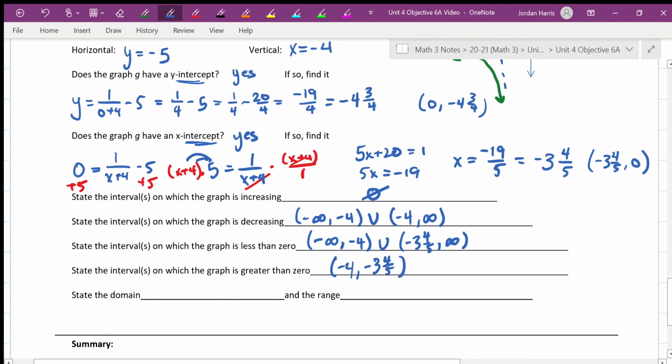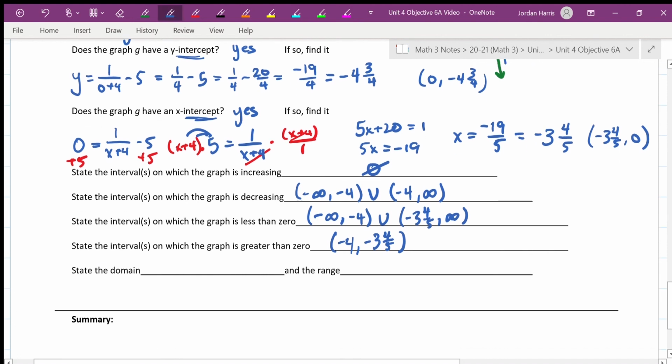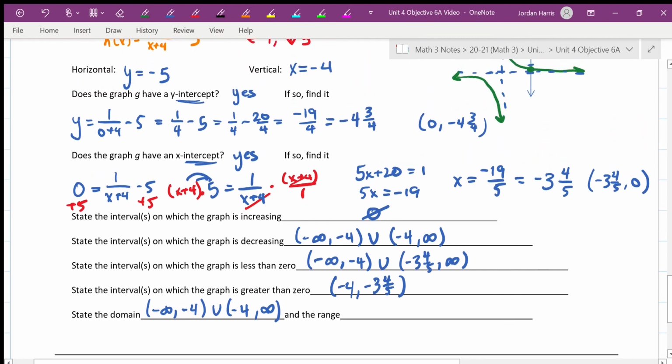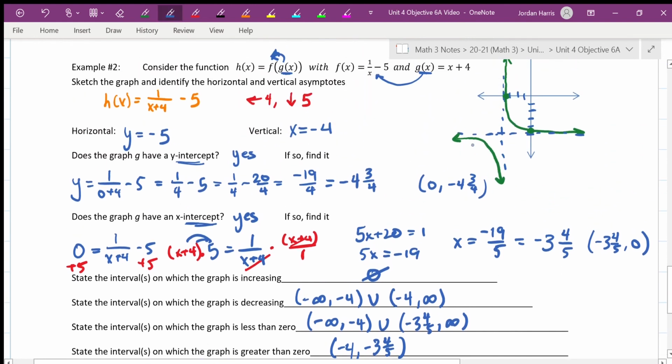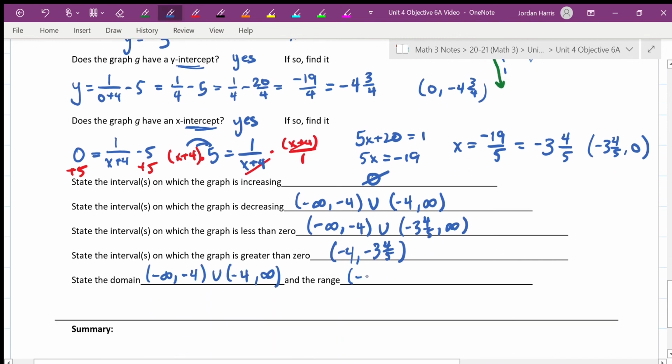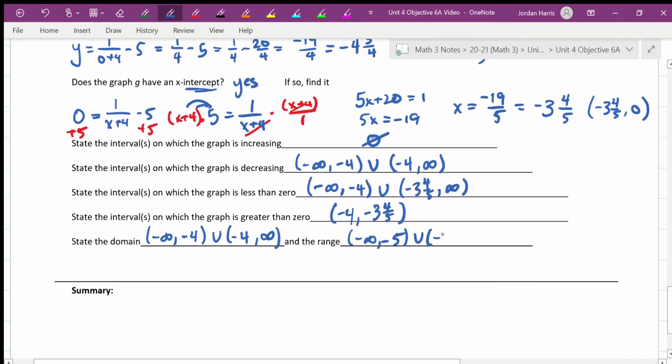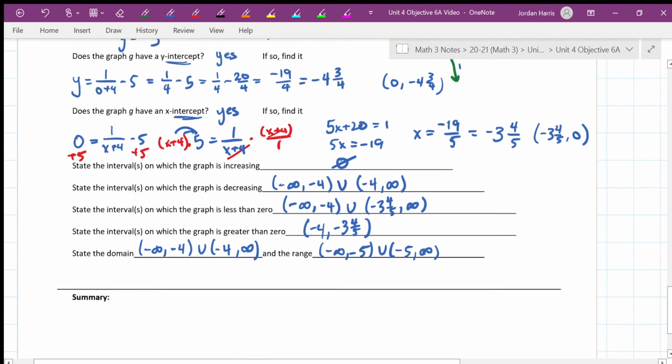And once again, we're using domain values. Remember that. State the domain. Well, I'm skipping only the -4 x value. So it's actually the same as my decreasing, which it should be for most of the problems you're going to have for homework tonight. And then the range, low to high, I'm skipping a -5 y value. So that's -infinity to -5. And then the second part picks up at -5 and goes up on for infinity, positive infinity. And there we have it.